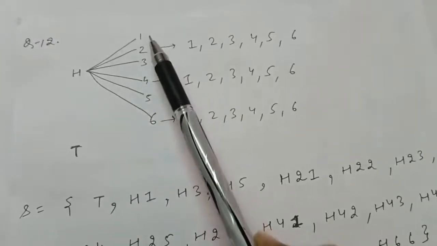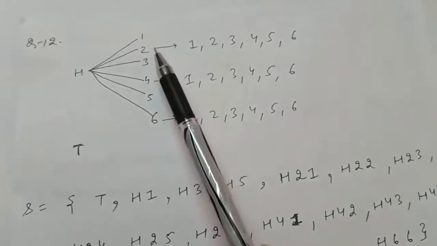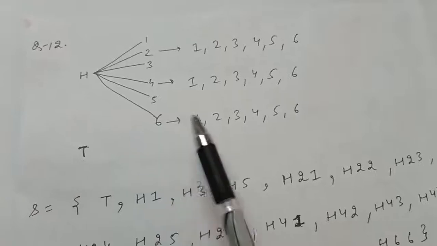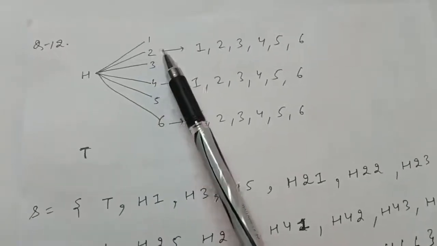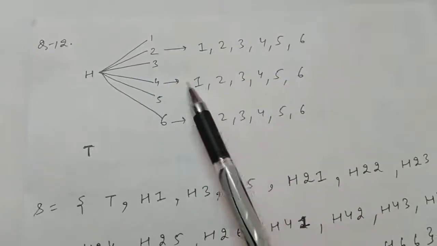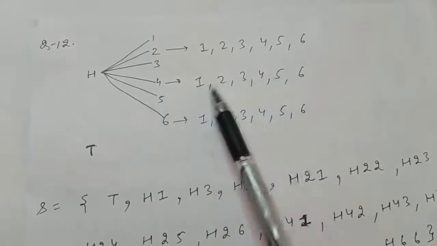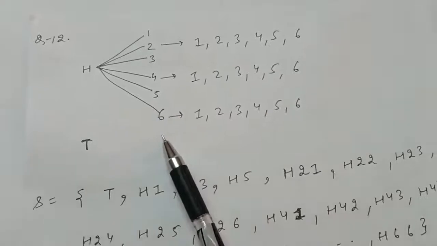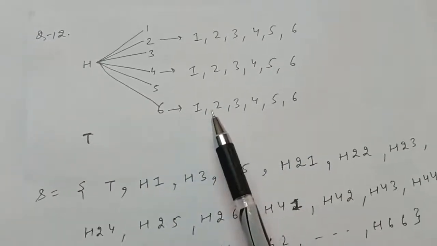That is, if an odd number occurs, then we have to do nothing. But if an even number appears, then again we have to roll the die. That is, if 2 comes, then we will roll a die again, and the outcomes can be these 6, right? Similarly, if 4 comes, again roll a die, you will get these outcomes. And if 6 comes, then again you will roll a die, and the outcomes can be any of these, right?